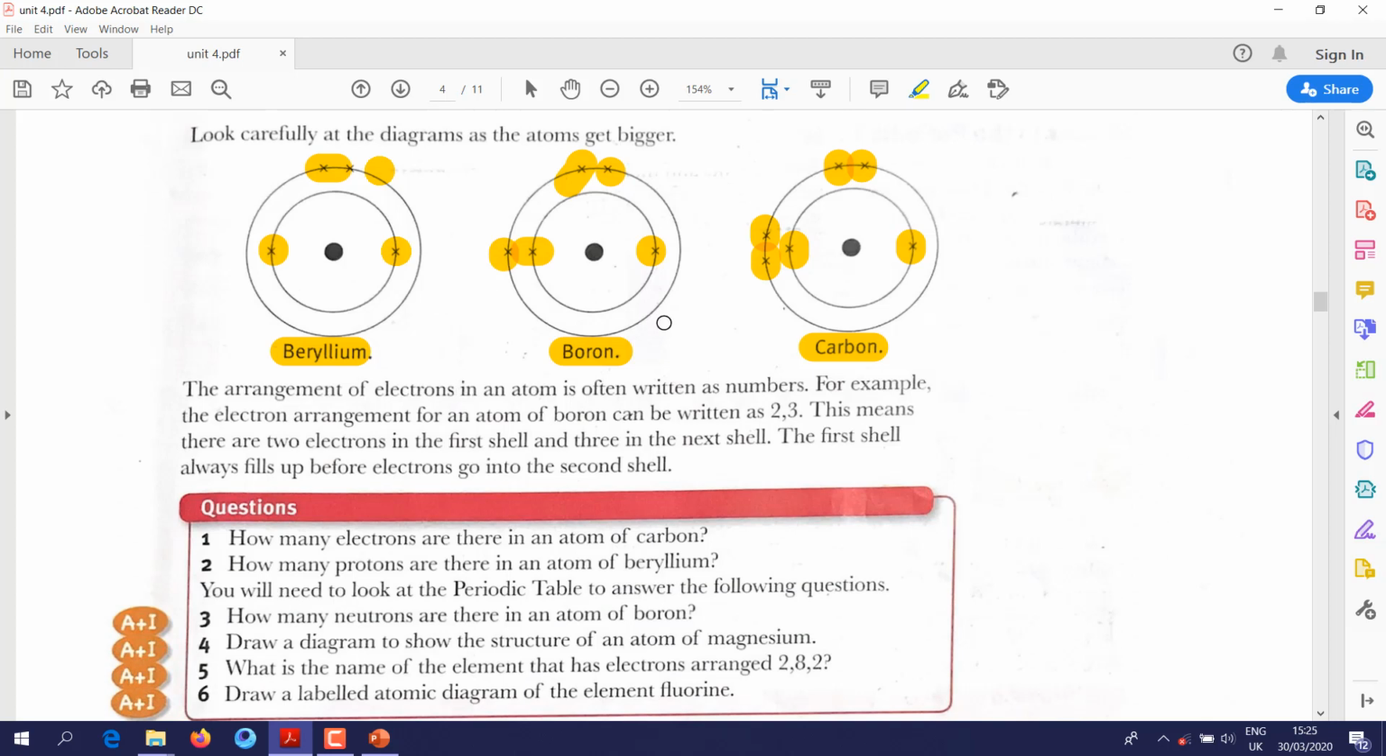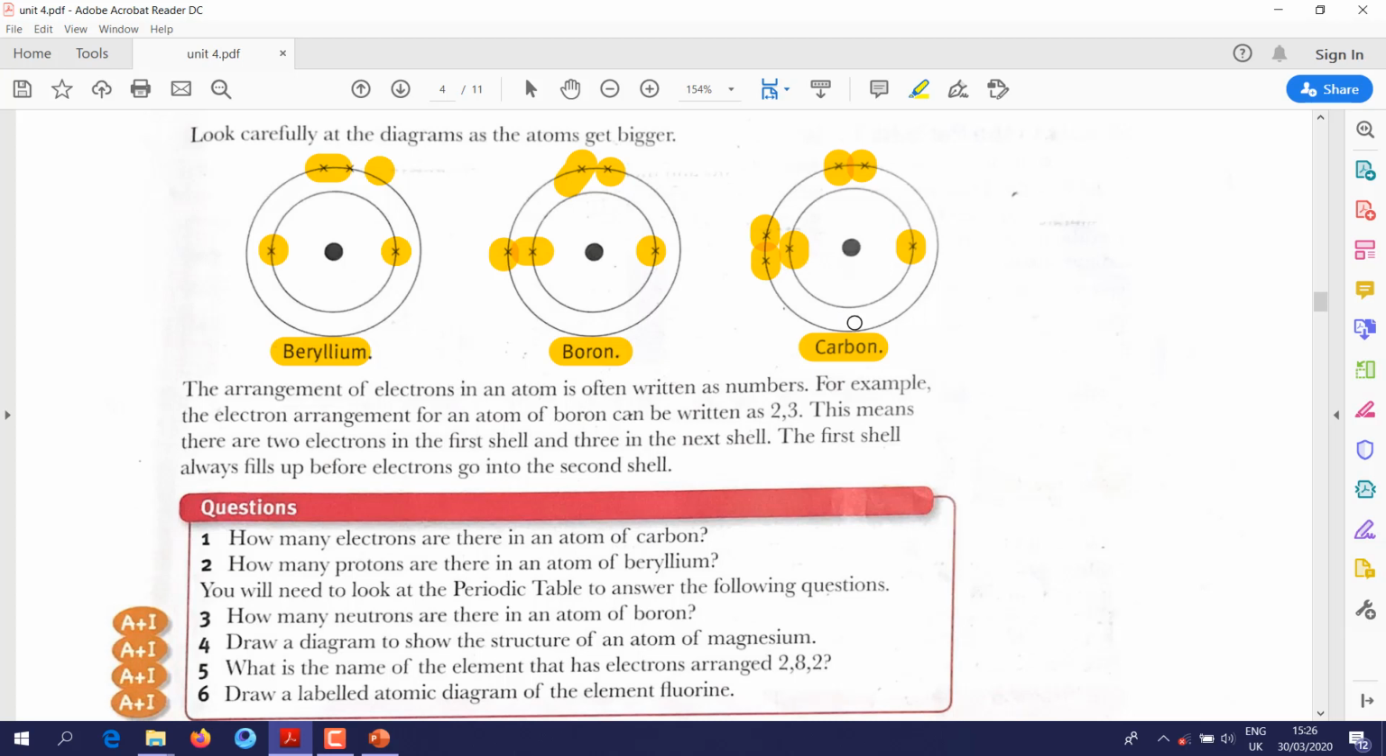If you see how these electrons are arranged, always in the first shell, maximum you can add 2 electrons. For example, if you have an atom that has 2 electrons, how many shells will you draw? You will draw only 1, because in the first one you can put 2 electrons.